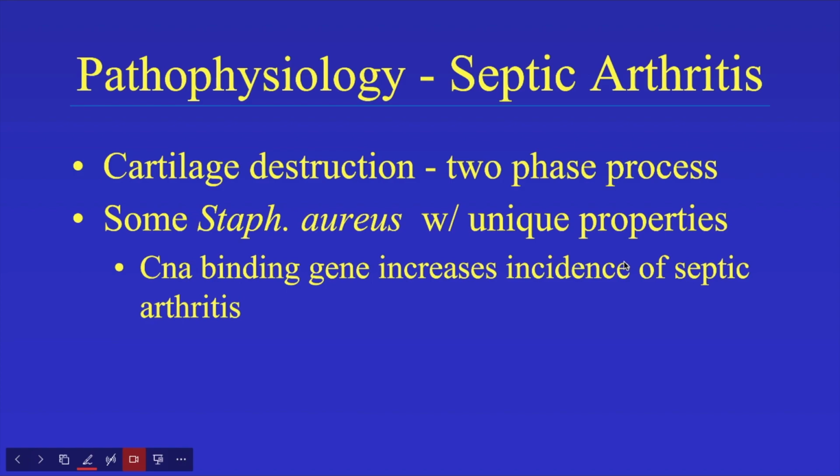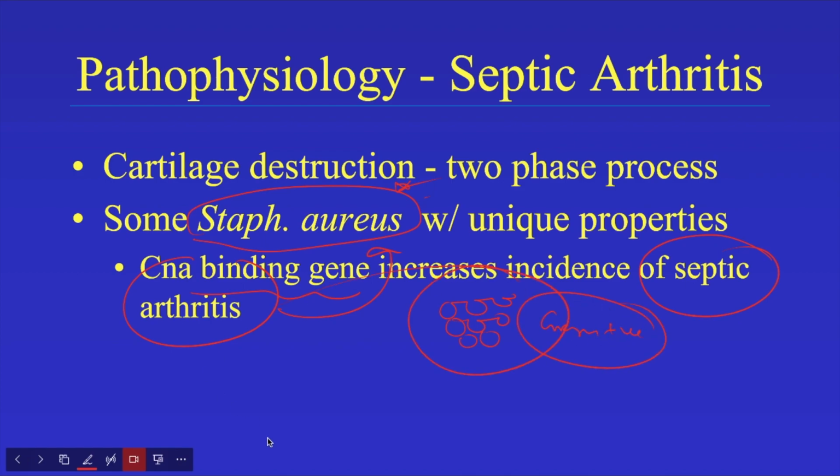Staphylococcus aureus has some unique properties. Staphylococcus aureus is the most common organism which causes septic arthritis. This must be remembered, right? Because of certain binding genes and other characteristics, septic arthritis is more frequently caused by Staph aureus. What type of organism is Staph aureus? It is a gram-positive cocci in grape-like bunches. So it's Staph aureus.